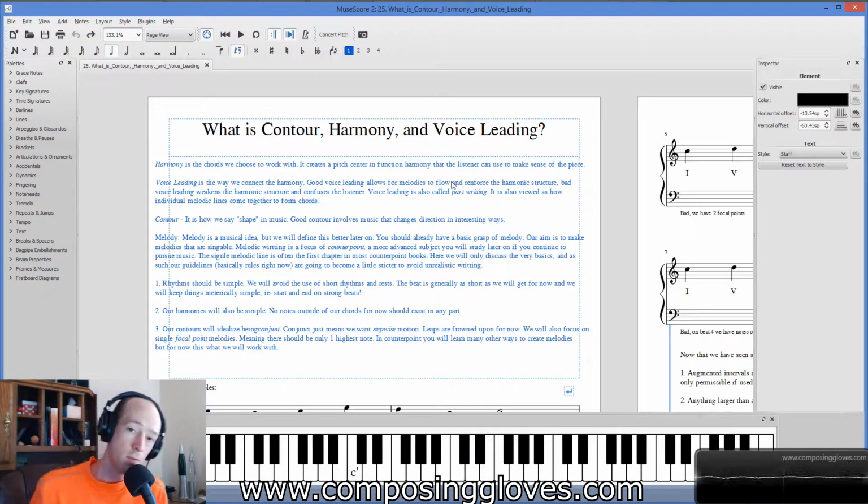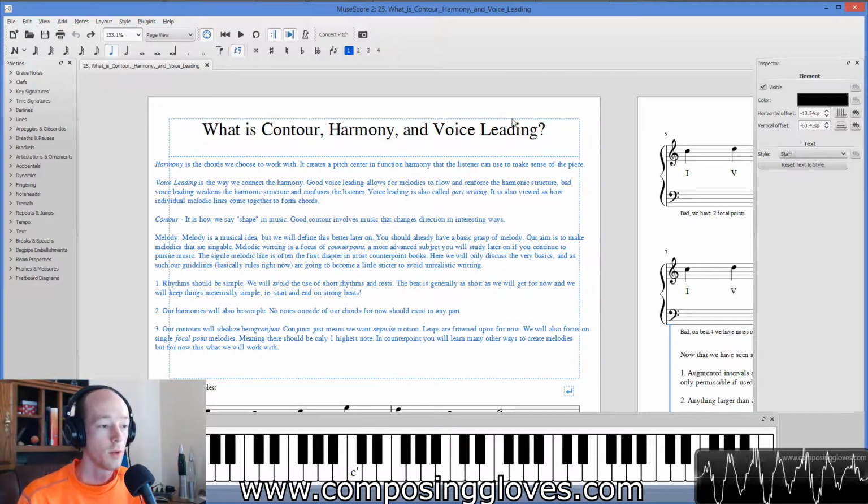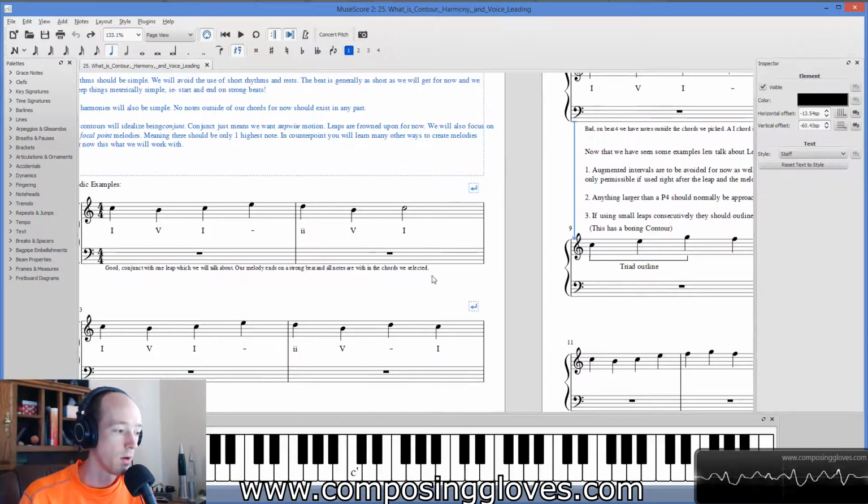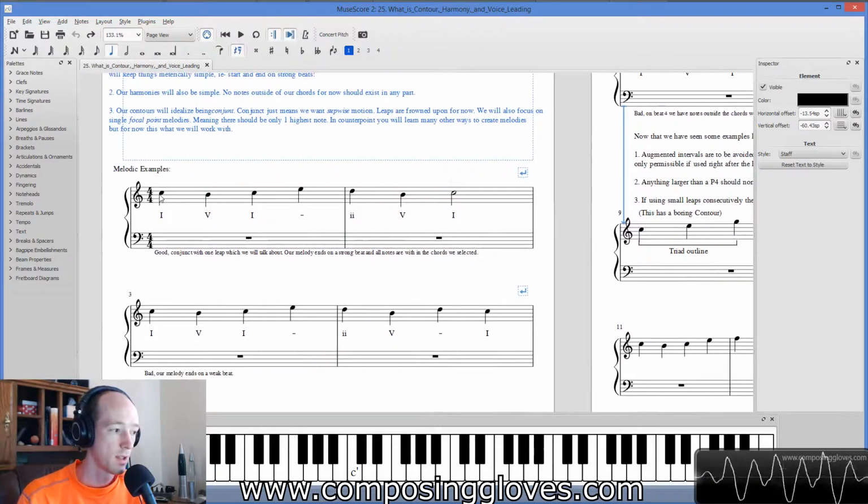Contour is how we say shape in music. So good contour involves music that changes direction in interesting ways. We will be looking at contour more a little bit later on, so I'm not going to stretch it too much. But basically, you see how there's a general shape. We go down and up. If we were to draw a line through our notes here, we would have an interesting contour. And this one also has an interesting contour.